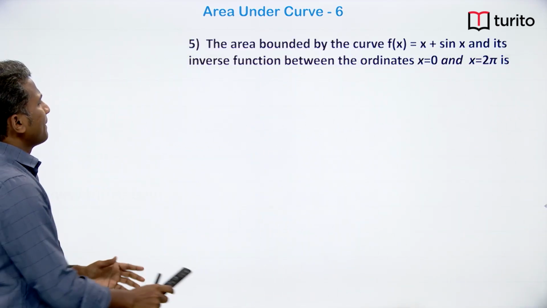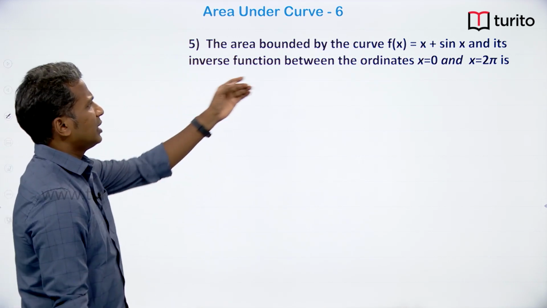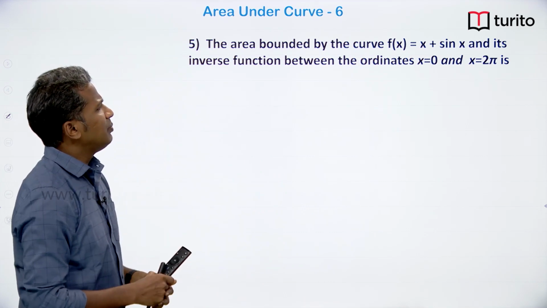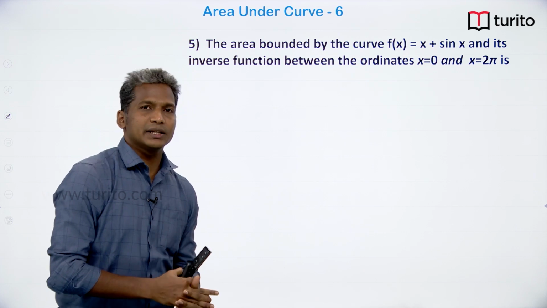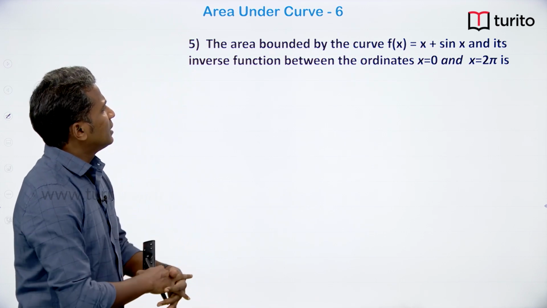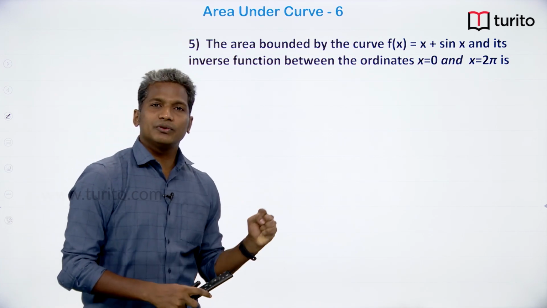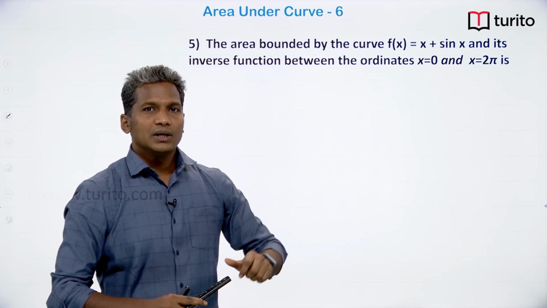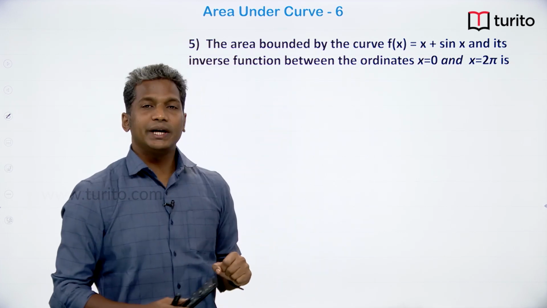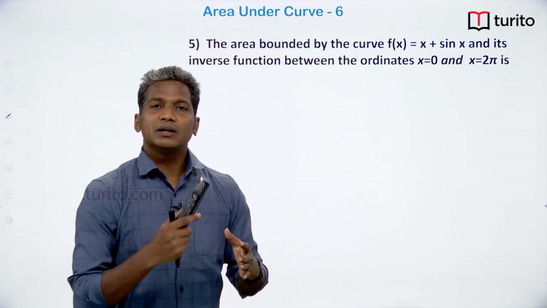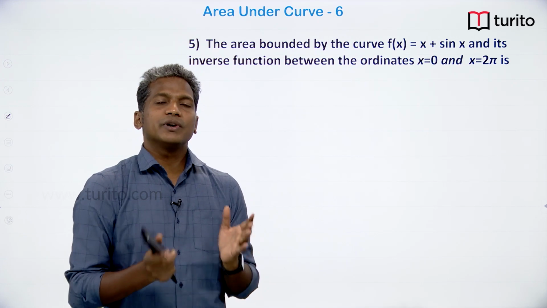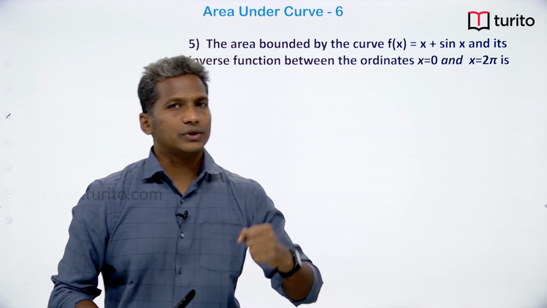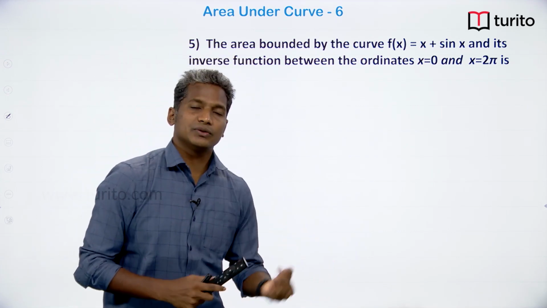So one question is, find the area bounded by the curve f of x equal to x plus sin x and its inverse function between the ordinates x equal to 0 and x equal to 2 pi. So to find this area, we have to first understand the original function and its inverse function. So the area is bounded, it is already given. So that means f of x and f inverse of x must be intersecting at some points and they must be forming some closed loops.